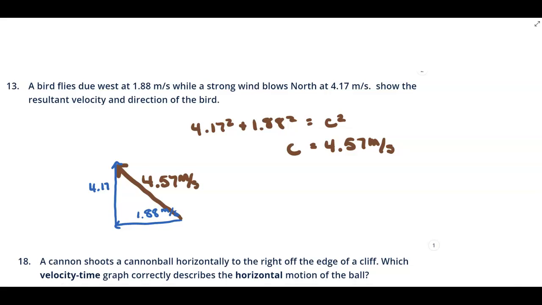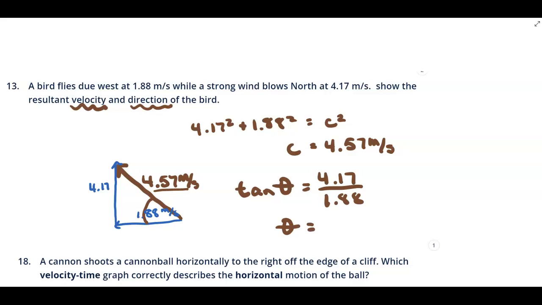Many of you got partial credit for that part, but what's missing is that this is a vector, has both velocity, which you found, and direction. So you need to find the angle. For that, I would probably use the tangent of theta equals my opposite side, that's the 4.17 side, over the adjacent 1.88, and that gives me a resultant angle of 65.7 degrees. So you could have answered 65.7 degrees north of west.